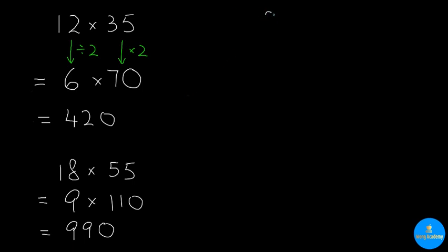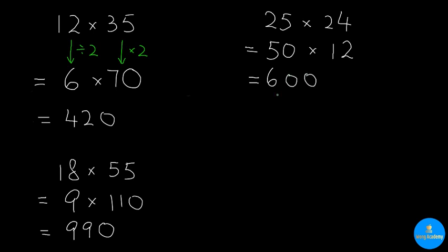How about 25 times 24? You can try to pause the video and do it yourself again. 25 will be doubled into 50. And on the other hand, 24 is halved into a 12. 5 times 12 is 60. And together with the ending 0, we have 600 as the answer.